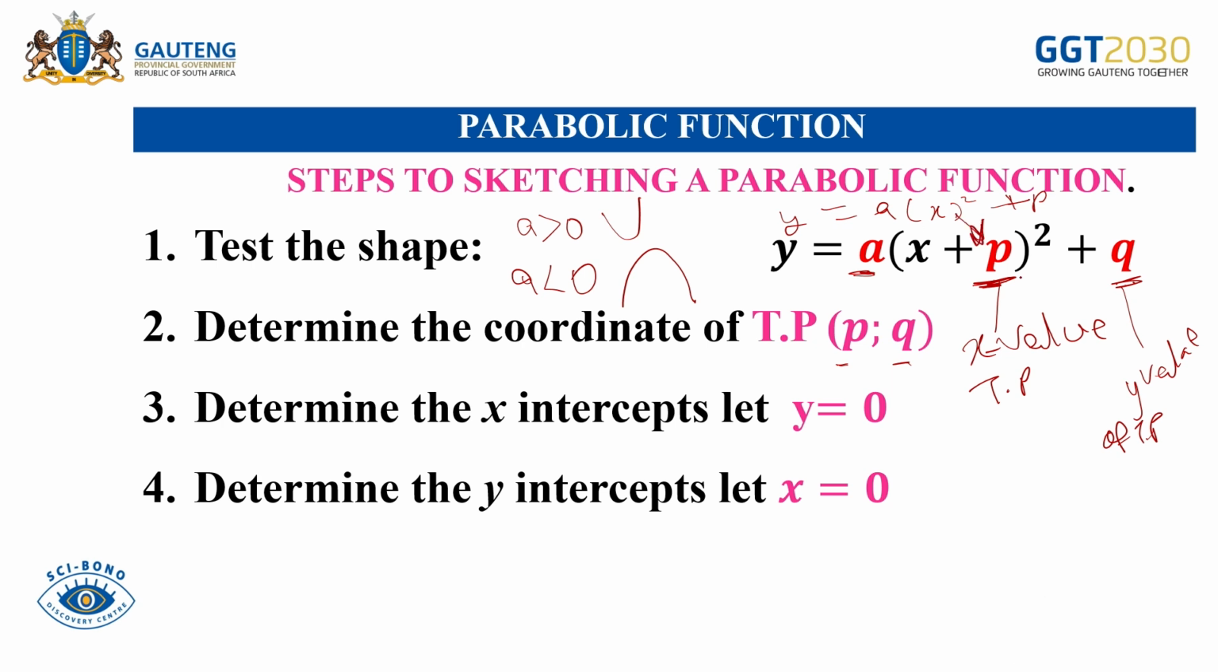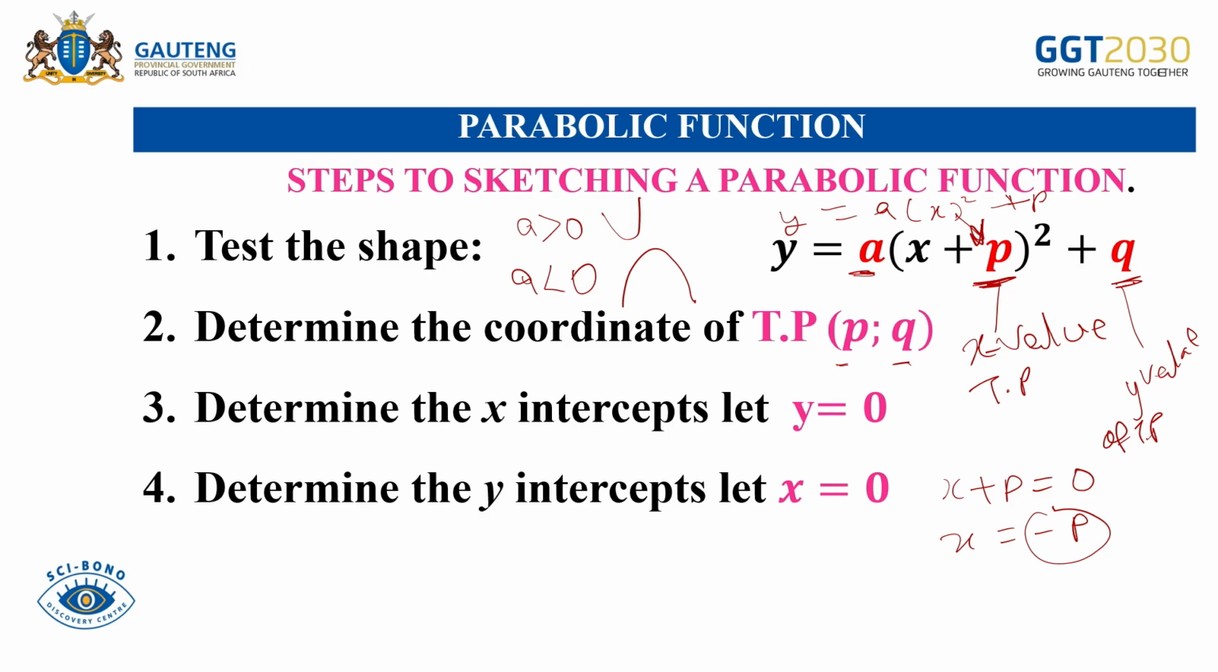And if you are taking out this value of p, you need to remember that it changes the sign. So if x plus p is equals to 0, your x will be equals to negative p. The sign needs to change. And if it's negative, it changes to be positive. Ne? Okay, but we'll see when we are doing it.